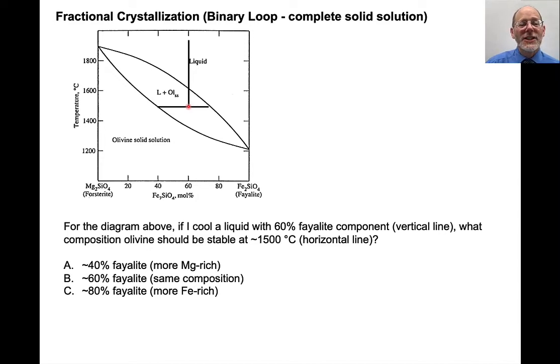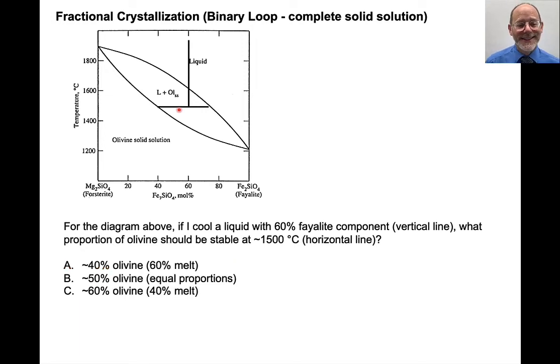Now, here's the question. What composition olivine is going to be stable at 1500 degrees? Is it going to be more magnesium rich? Is it going to be the same composition as the liquid, 60%? Or is it going to be more iron rich? And the answer is it's going to be more magnesium rich. It's going to have this composition over here. Remember, this is the solidus. This is what describes the composition of the solid in the two-phase field.